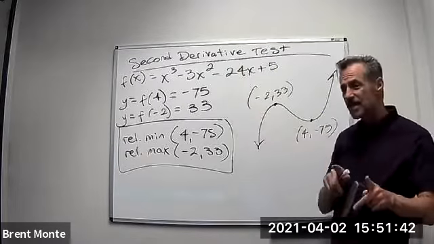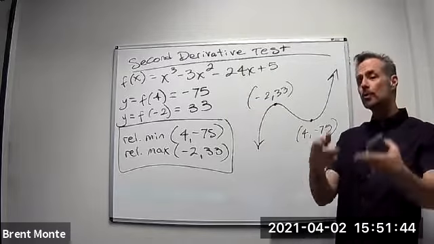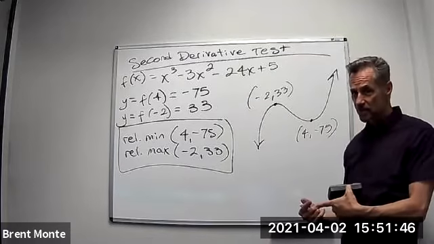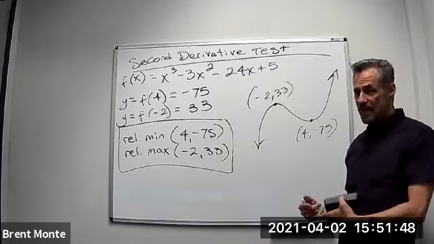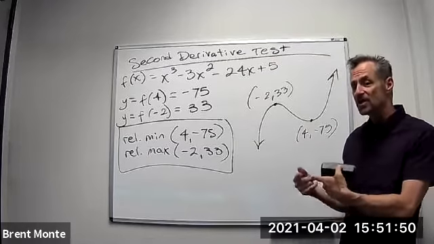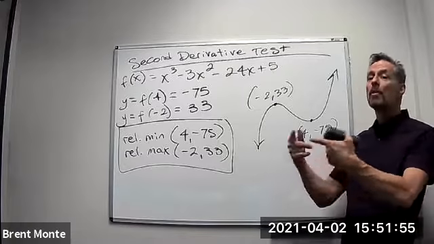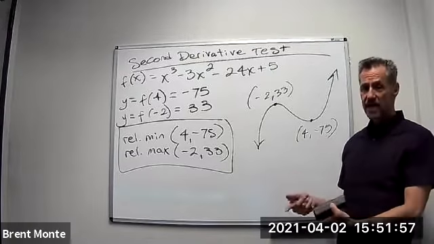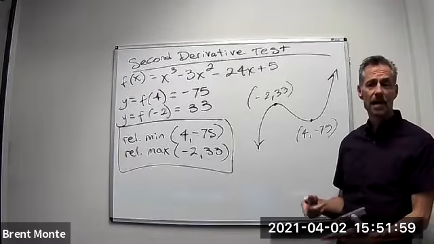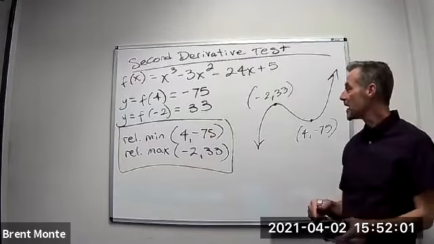But that's the idea of the second derivative test. You put the critical values into the second derivative. If that gives you a negative value, it means it's concave down. Well, if it's concave down, it's a relative maximum. If it gives you a positive second derivative, it's concave up or relative minimum. I don't have to do a chart of signs or anything else like that.